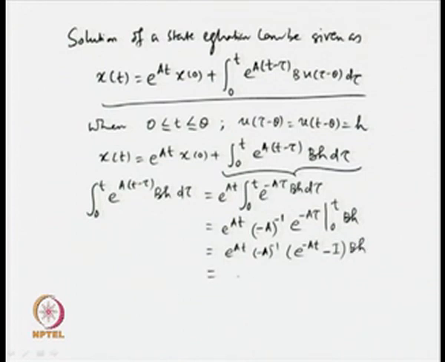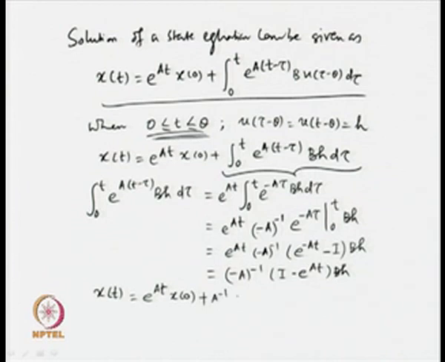So, which ultimately gives us, upon simplification, the form minus A inverse times I minus e to the power A t, B h. So, finally, I can write the solution to the state equation for the time range t between 0 to theta as x(t) = e to the power A t x(0), plus A inverse (e to the power A t minus I) B h. So, this is the solution of the state equation for the time range t between 0 to theta.